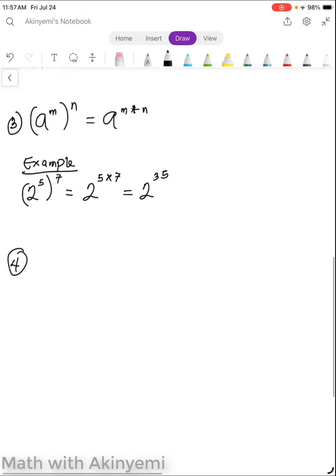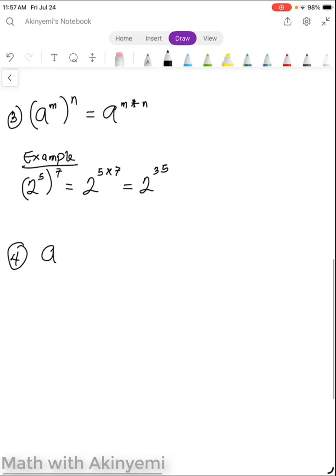The fourth one, let's do a raised to power 0, which is equal to 1. So anytime any number is raised to power 0, it is always equal to 1. So a raised to power 0 is 1. Note that a must not be equal to 0.